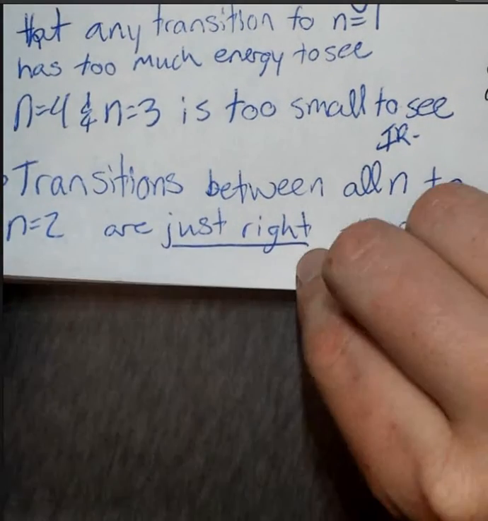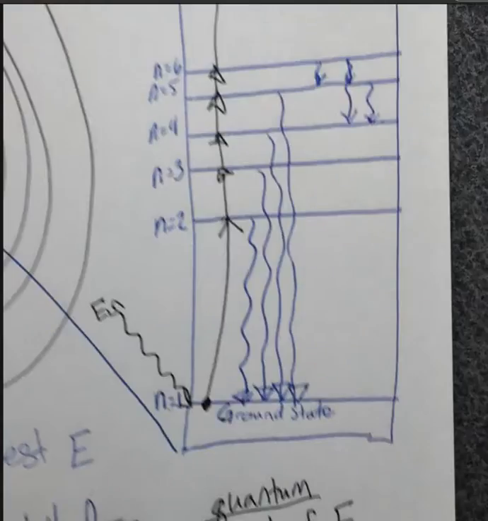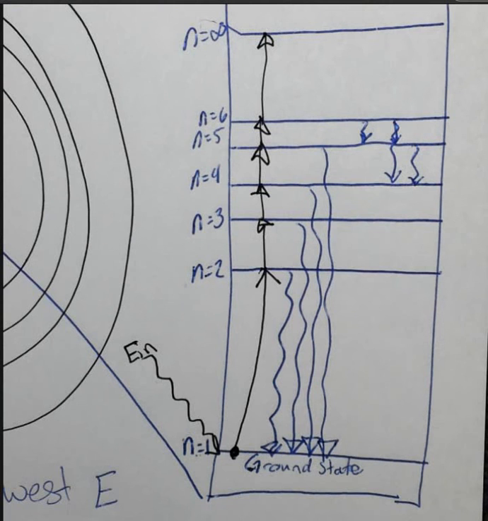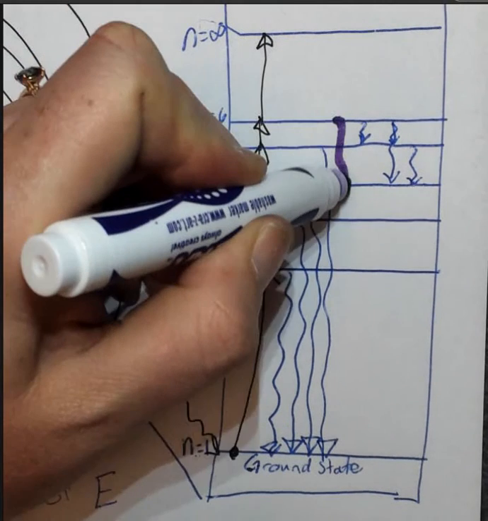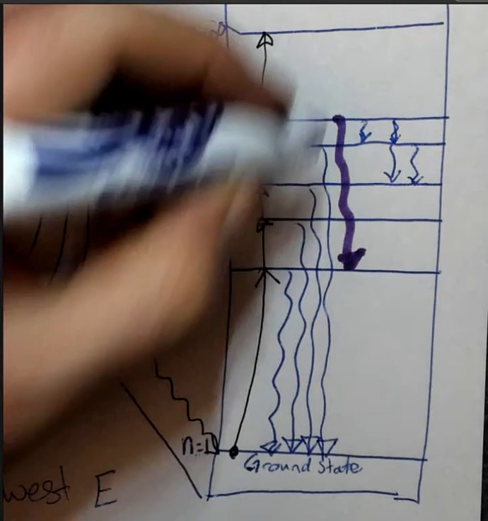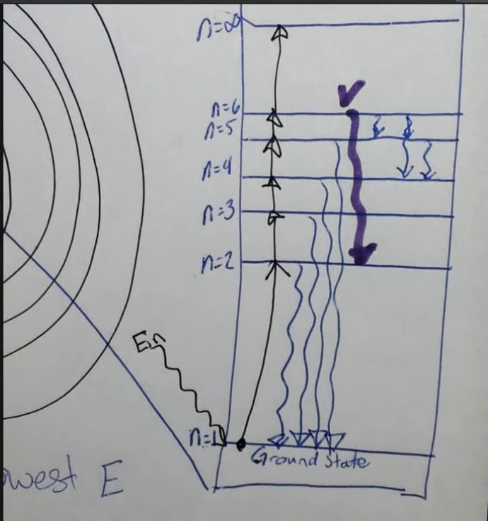So let's take a look at those just right transitions, back to my beautiful orbitals. It just happens that the energy transition from energy level 6 all the way down to energy level 2 requires the most energy to be released. So that would be violet light.